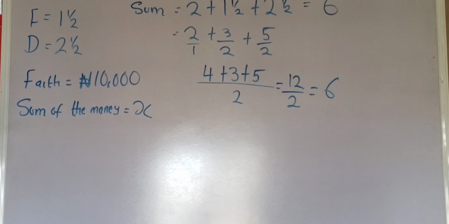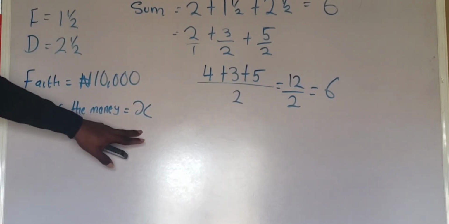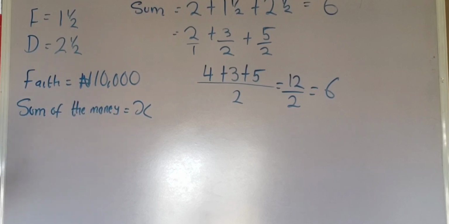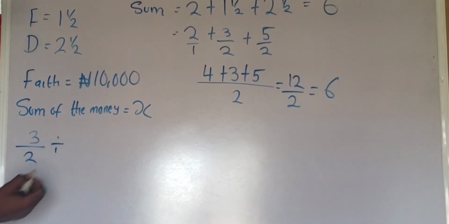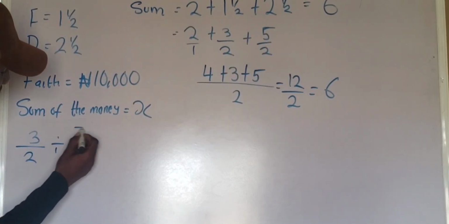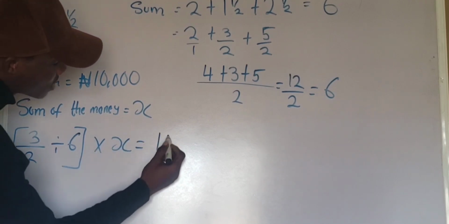Please pay attention. The ratio of Faith, 3 over 2, all over the sum of ratio, that is 6, multiplied by the total amount of money that was shared between the 3 of them, will give us 10,000 naira. That is the amount that Faith received. So I'm going to have 3 over 2 divided by 6, multiplied by x, will give us 10,000 naira.